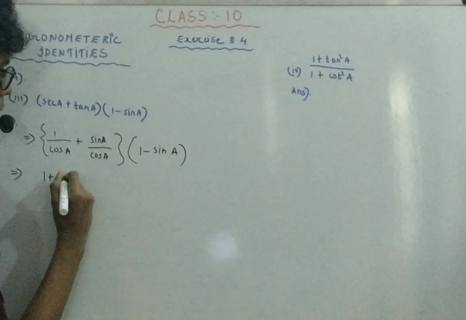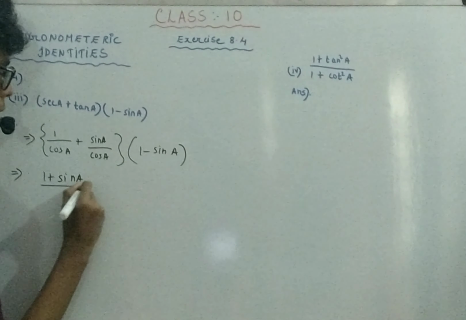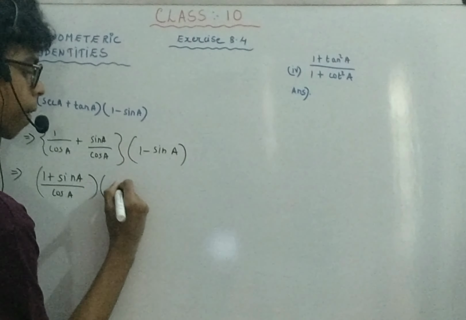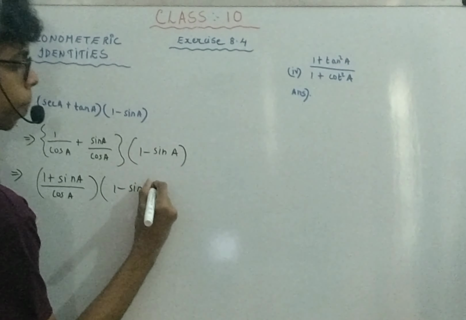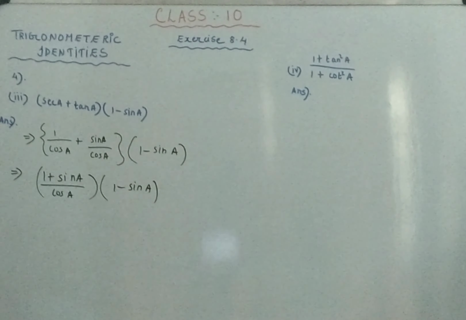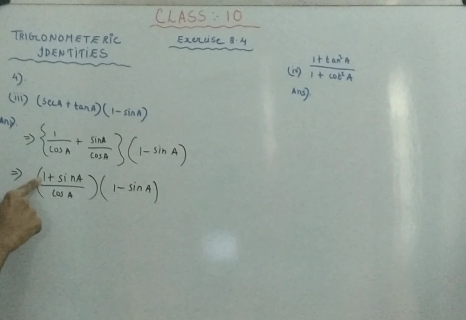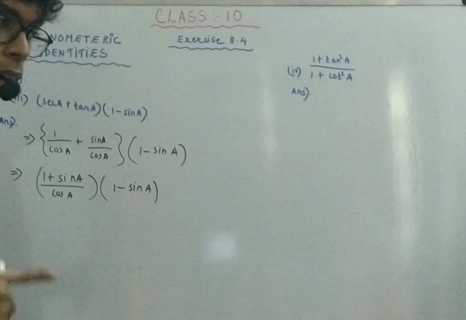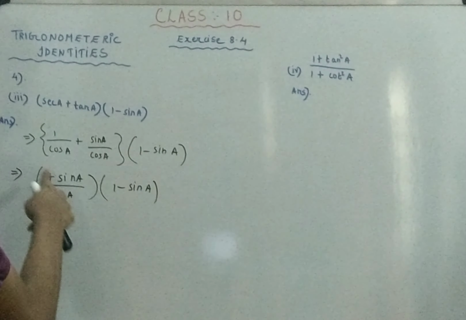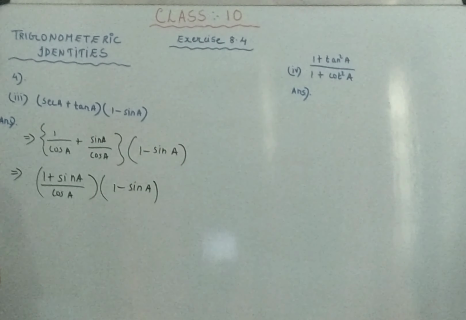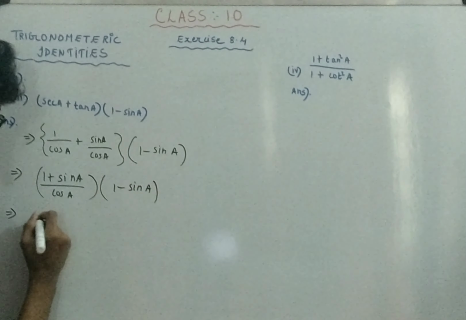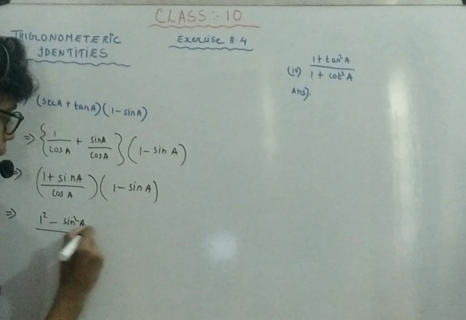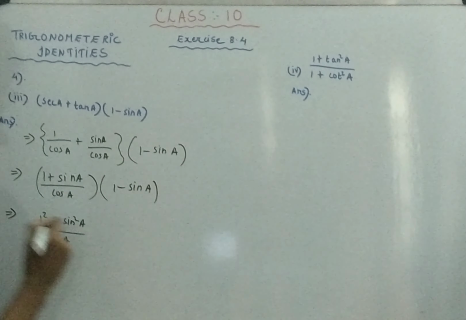Now the denominator is the same, so you can directly add. So you will get 1 plus sin a divided by cos a, into 1 minus sin a. Now if you see here, in the numerator 1 plus sin a into 1 minus sin a is of the form a plus b into a minus b, which is a square minus b square. So we can apply the identity here, and we get 1 square minus sin square a, the whole divided by cos a.